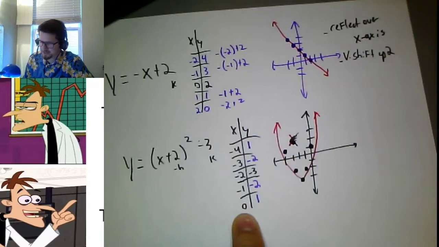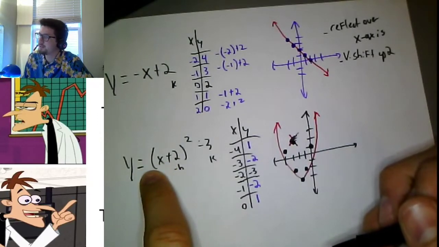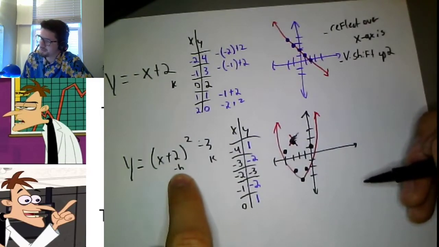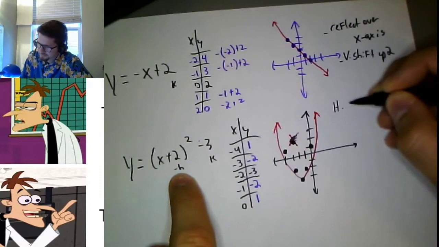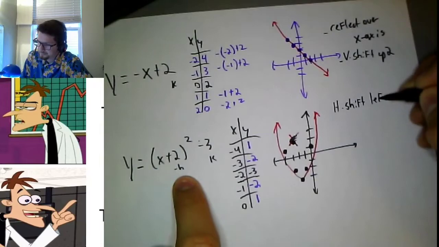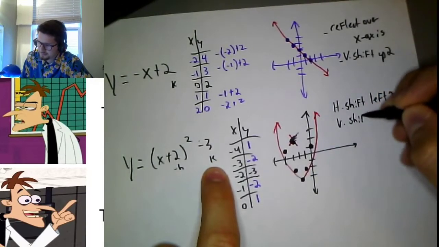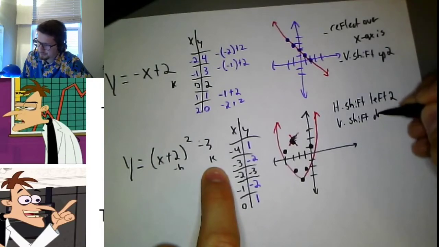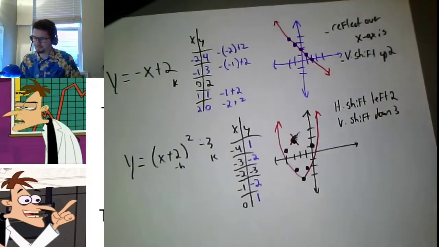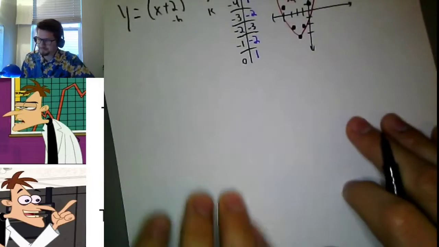What are my transformations? Do I have a negative? Nope. Do I have a vertical shift or stretch? Nope. So I have plus 2, which is the opposite of plus 2. So my h is a horizontal shift, left 2. And my negative 3 is a vertical shift, down 3. And it looks like those are my only transformations. Let's do a cubic.